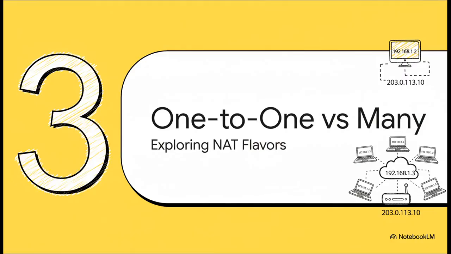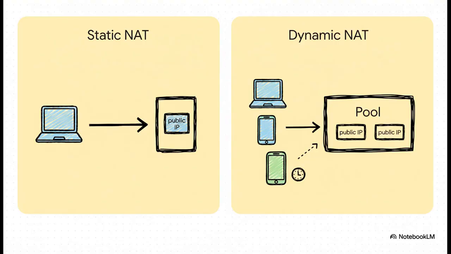Okay, so NAT isn't a one-size-fits-all solution. There are actually a few different flavors, so to speak. So let's quickly explore the main types to see how this idea evolved. The two big styles are static and dynamic. Static NAT is like having a reserved parking spot. One private IP address is permanently married to one public IP address. It's a direct one-to-one link, always there. Dynamic NAT, on the other hand, is more like a public parking garage.